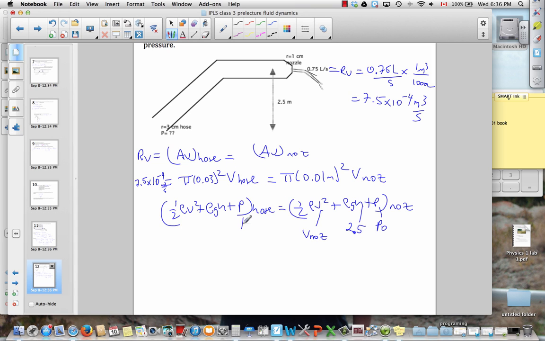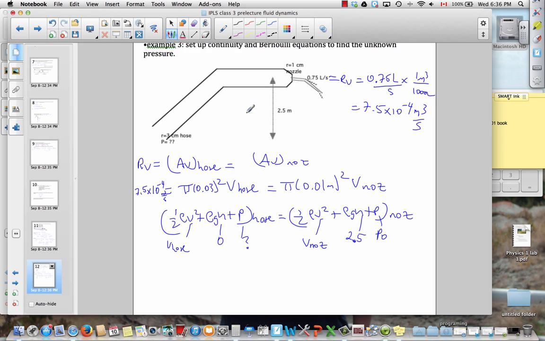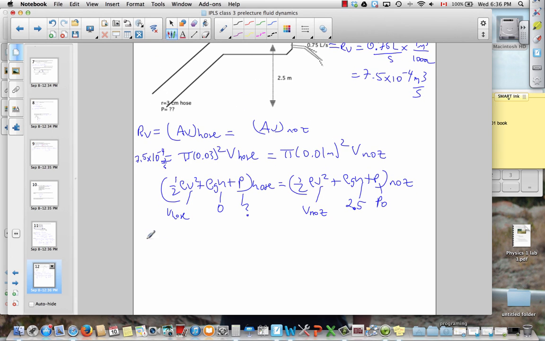The pressure in the hose in this equation is the unknown, the height is 0, and the speed is the speed in the hose, which again could come from continuity, but we didn't bother solving that. Now we are dealing here with water. We'll assume it's water, and so this is going to be 1,000 over 2 times v hose squared. We'll just assume that we've solved for that, plus the pressure equals 1,000 over 2 v nozzle squared plus 1,000 times g times 2.5 plus atmospheric pressure.